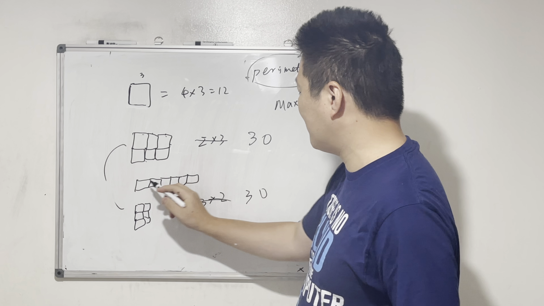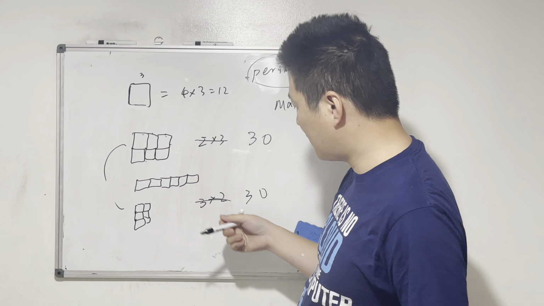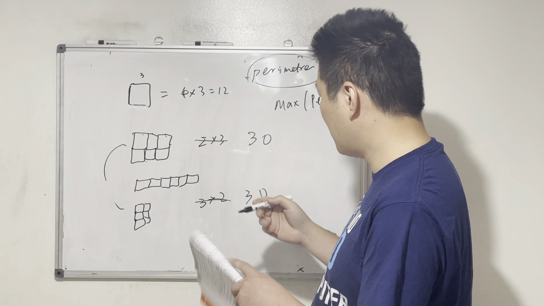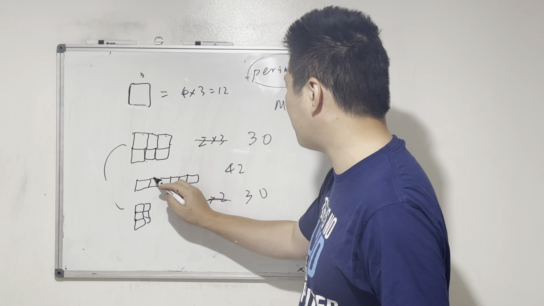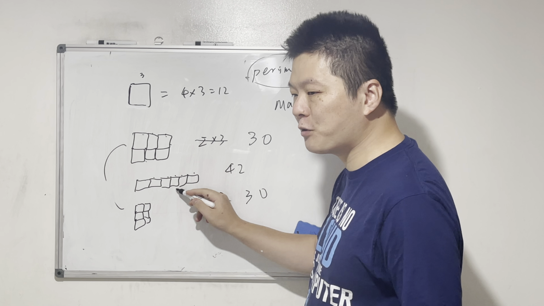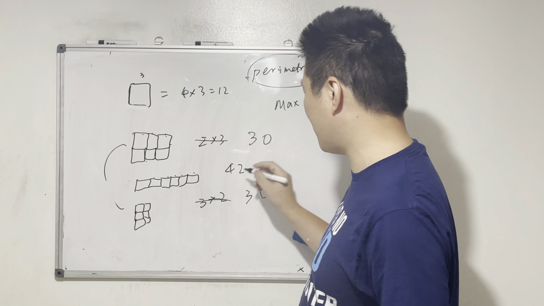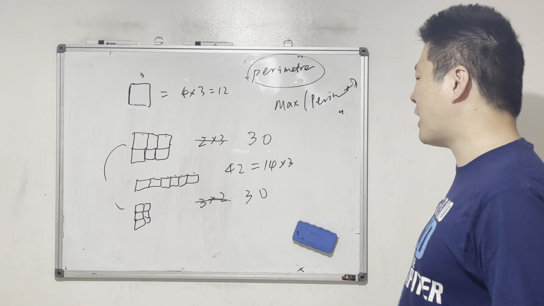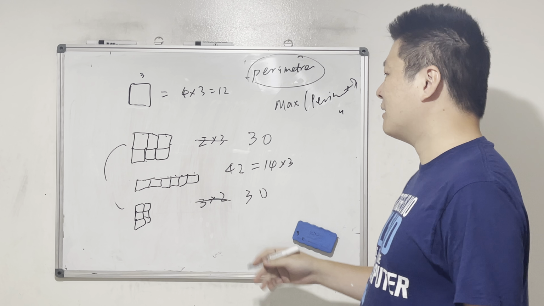And how about the second one? What's the perimeter of this? 1, 2, 3, 4, 5, 6, 7, 8, 9, 10, 11, 12, 14. 42. Look, 6 times 2 is 12, plus 2 on each side is 14, times 3 is 42. Okay, so which one is bigger? That one. So this is quite simple.